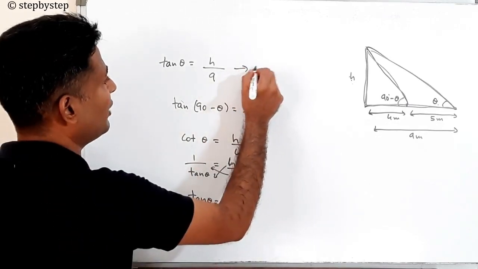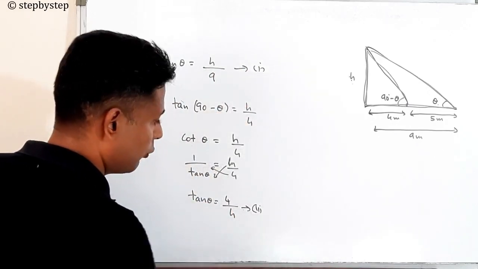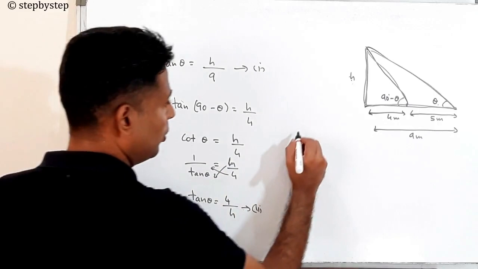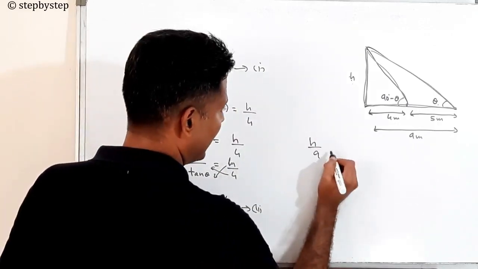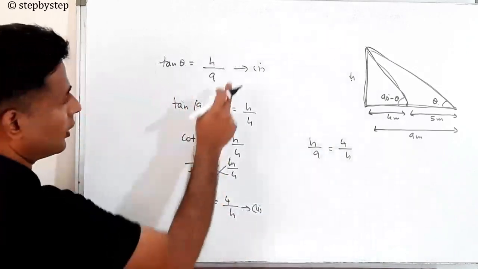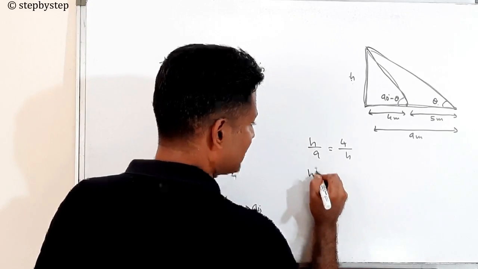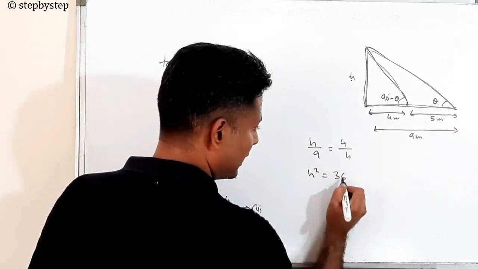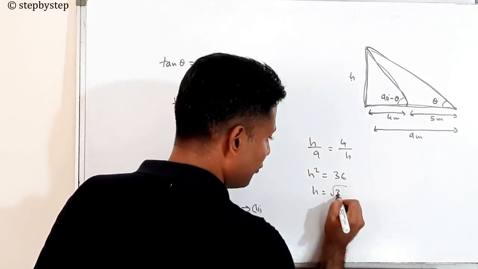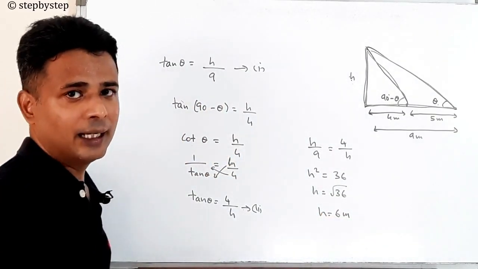But I also have tan theta as h by 9. Here I am getting tan theta as 4 by h. So from 1 and 2, what do we get? H by 9 equal to 4 by h, because tan theta is equal to this as well as this. Now transposing, h into h, h square equal to 9 into 4, 36. So h is equal to root of 36. So h equal to 6 meters. Hence proved.